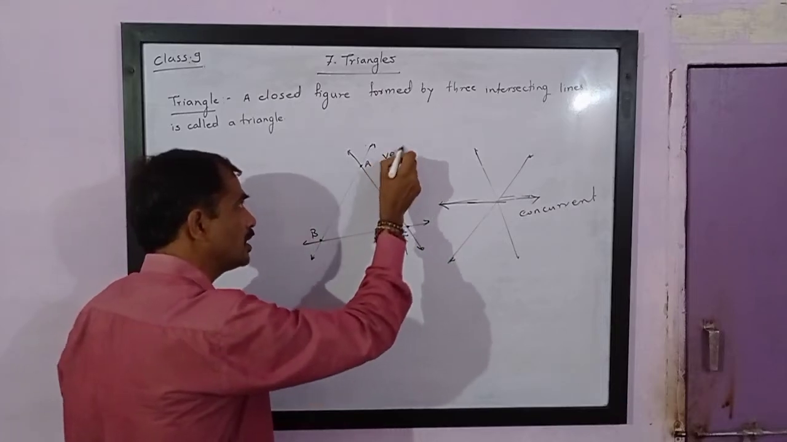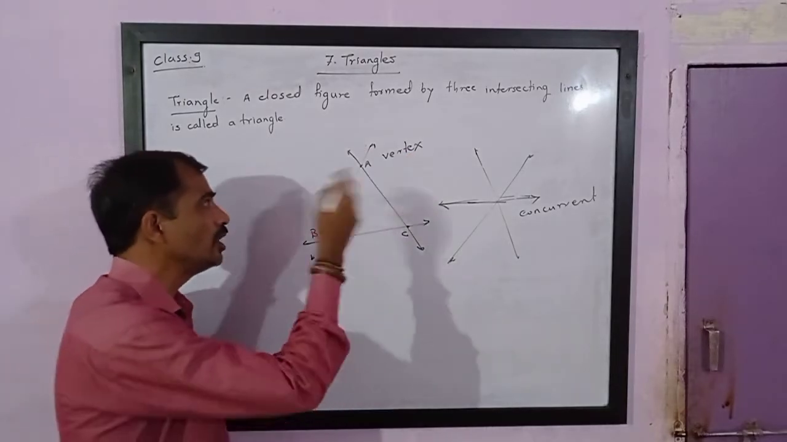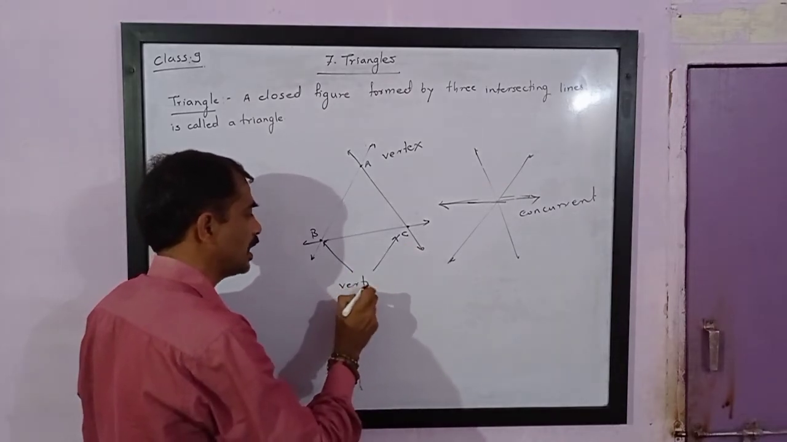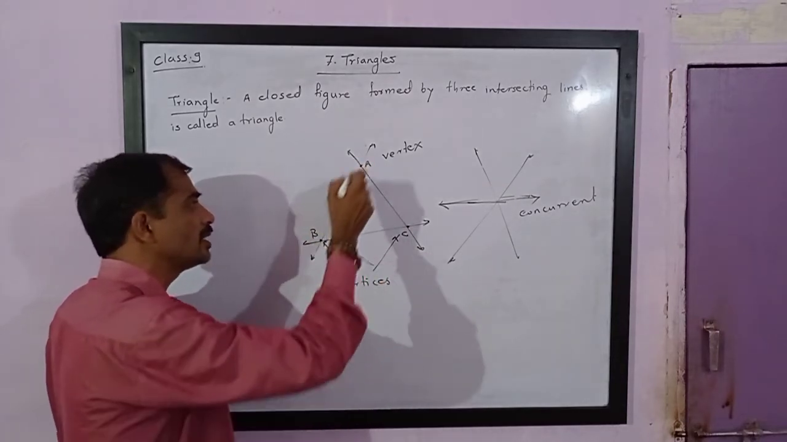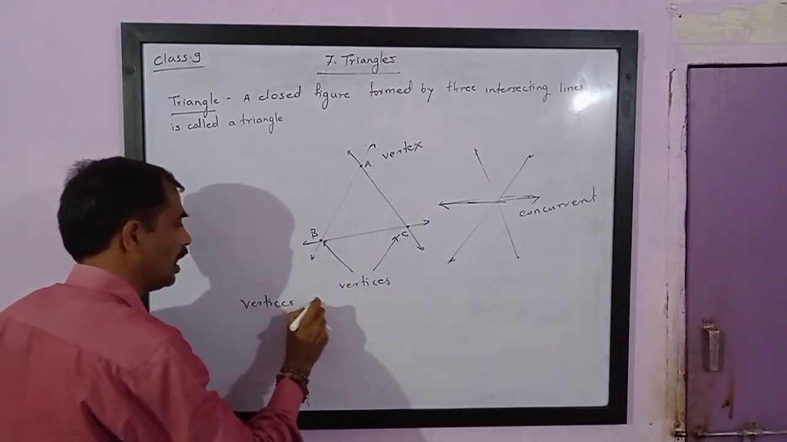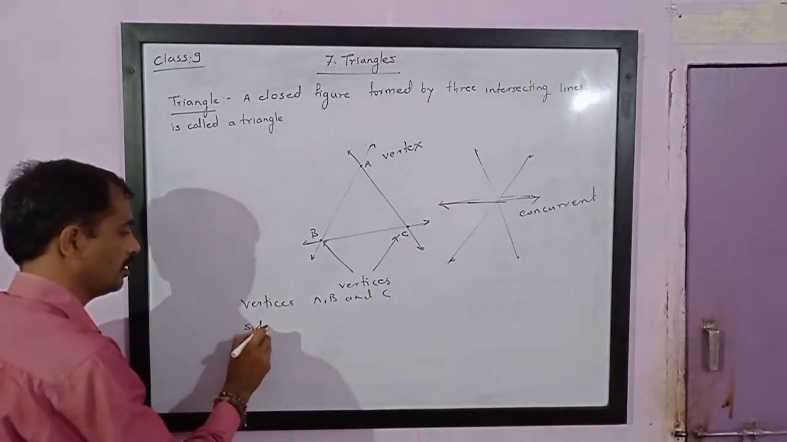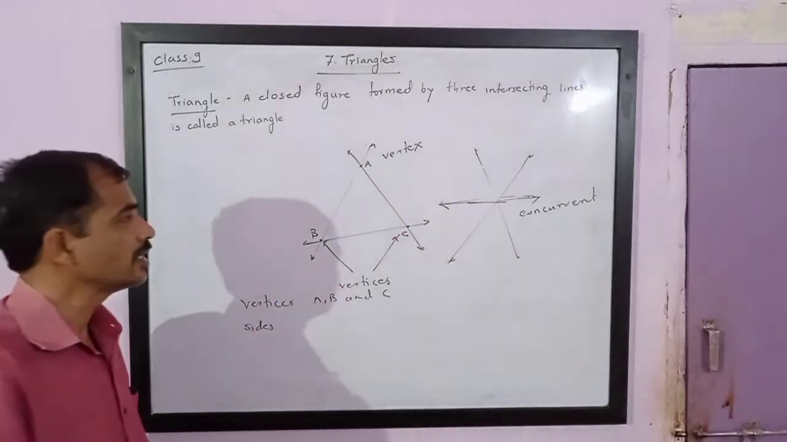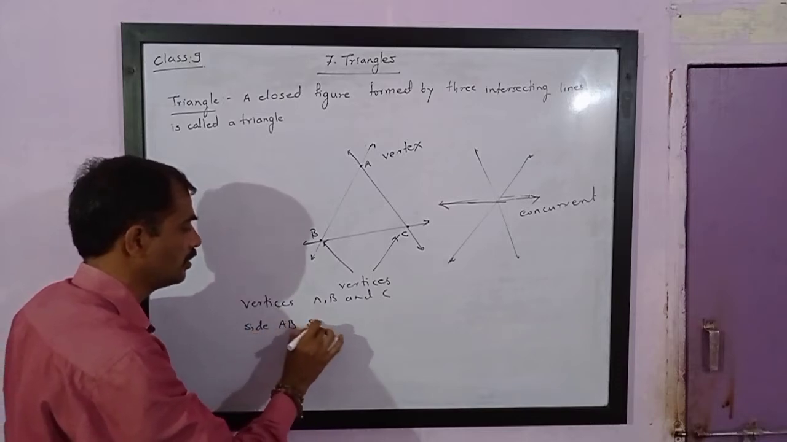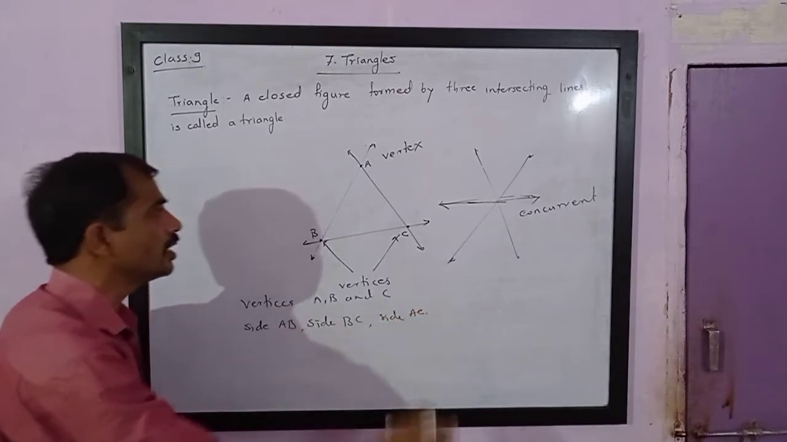Singular, we call it a vertex. When we call one, we call it a vertex. And when we say plural, that is for more than one vertex, we say vertices. And it has three sides. So, here the vertices are A, B and C. And the sides are, so every triangle has three sides, and for this triangle, this is side AB, then side BC and side AC. These are the three sides of the triangle.